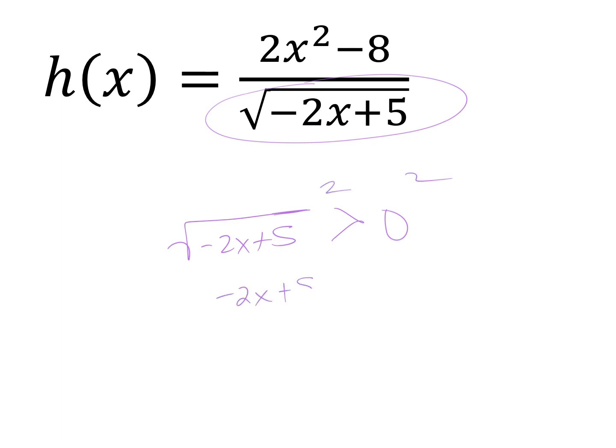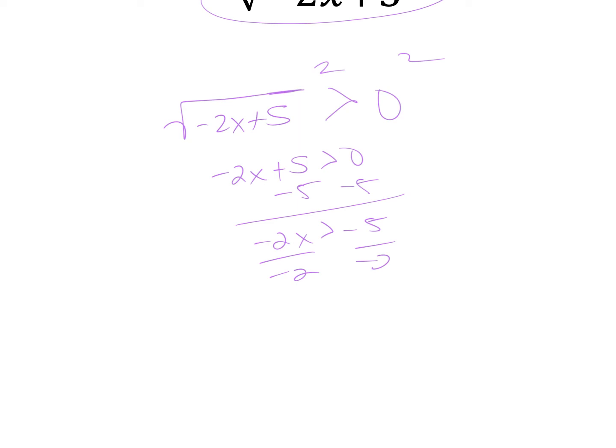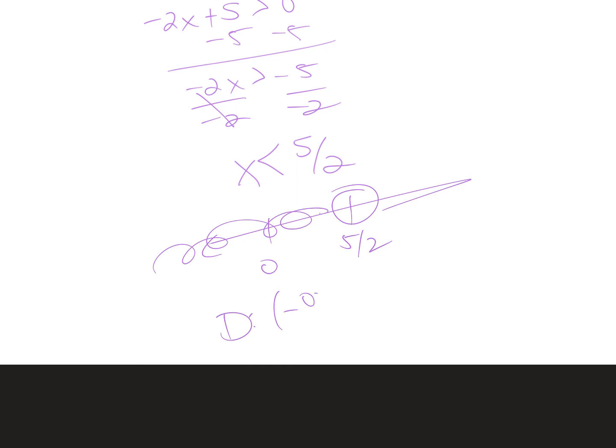Negative 2x plus 5 greater than 0. Subtract 5, yeah? Negative 2x greater than negative 5. Divide by negative 2. Guys, what happens when you divide by a negative? Your inequality sign flips. So if I was going to graph this, here's 0, here's 5 over 2. What kind of a dot do I have at 5 over 2? It's open, and which way do I color? To the left. So my domain would be negative infinity to 5 over 2, but it's a parenthesis because it does not include 5 over 2.